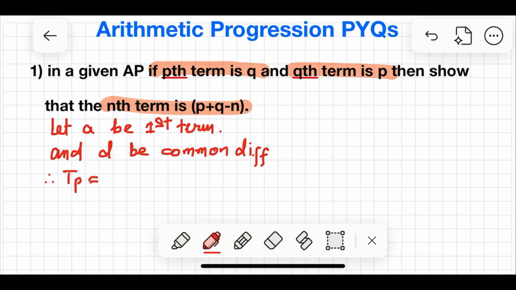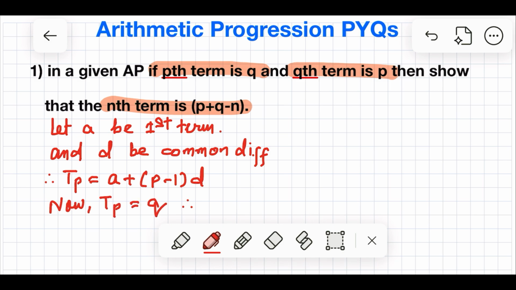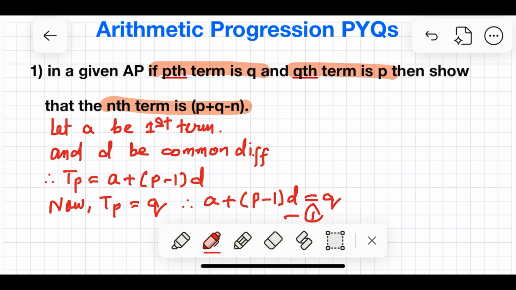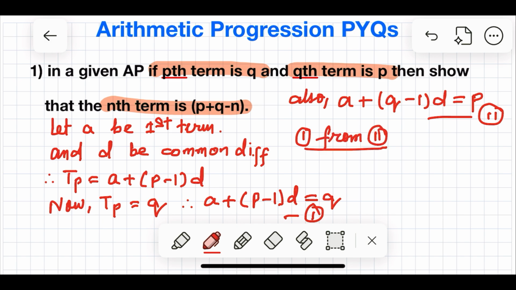Therefore, pth term equal to a plus p minus 1 multiply d. In the question, it is given pth term equal to q, therefore a plus p minus 1 multiply d is equal to q, equation number 1. Also a plus q minus 1 multiply d equal to p, equation number 2. We get q minus p multiply d equal to p minus q or d equal to minus 1.